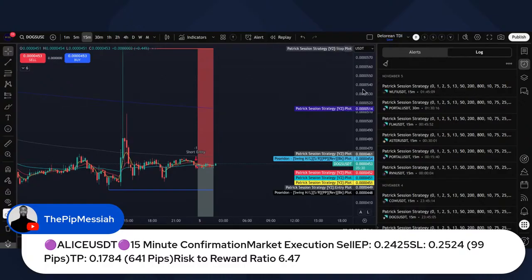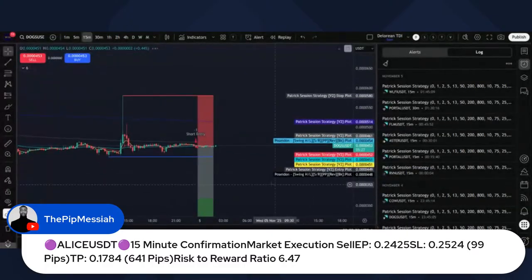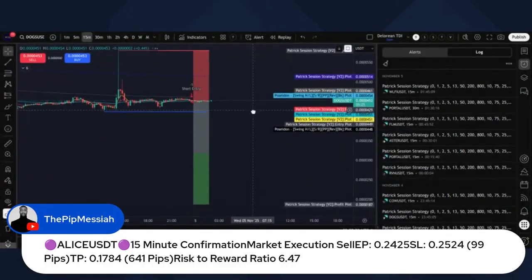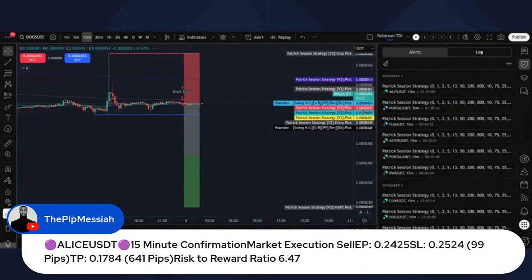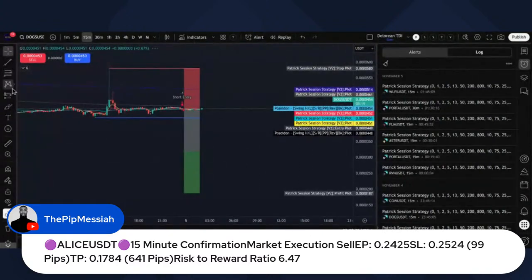And next up, we've got Dogs versus Tether. Targeting 0.0187.